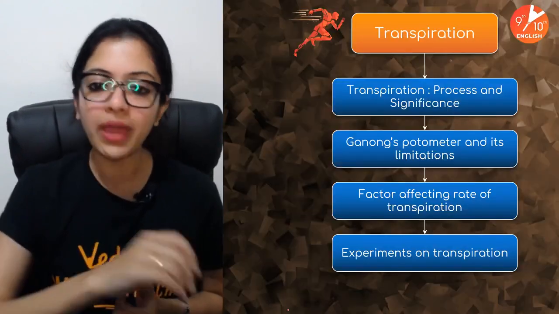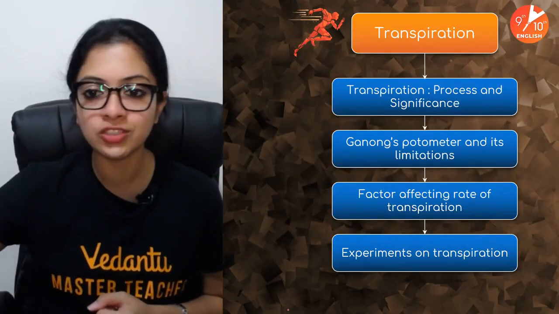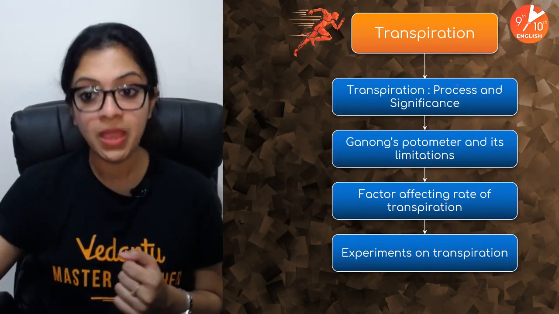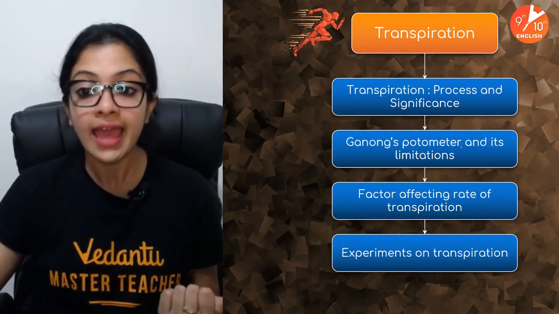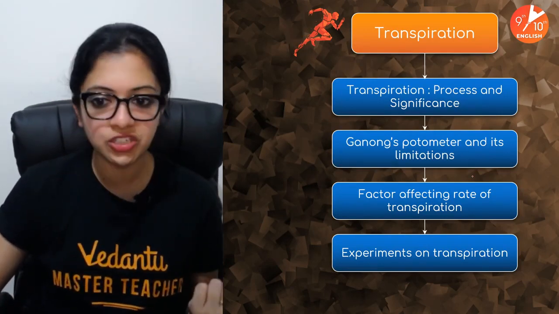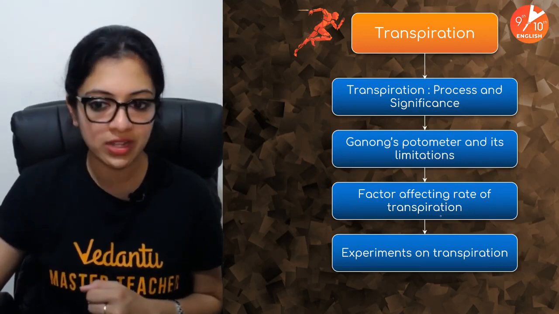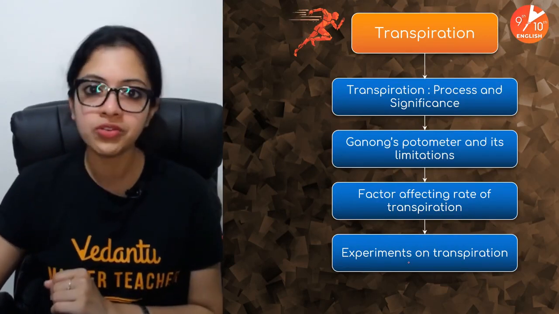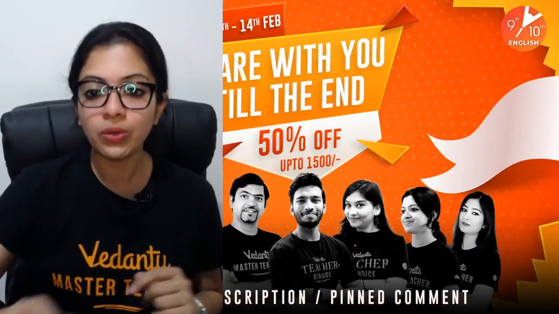Right, guys? Okay, and here are the topics from this particular chapter: transpiration process and significance, Ganong potometer and its limitations, factors affecting the rate of transpiration, and experiments on transpiration. Okay, right. So let us get started.